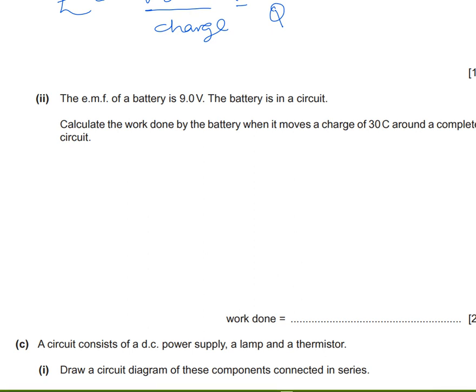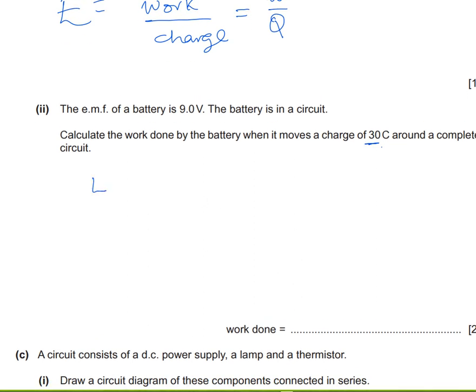we are given a question which requires a calculation. The EMF of the battery is 9.0 V. The battery is in a circuit. Calculate the work done by the battery when it moves a charge of 30 coulombs. So we have 30 coulombs in a complete circuit. So what you have to do, we know that EMF is equal to work done out of charge.